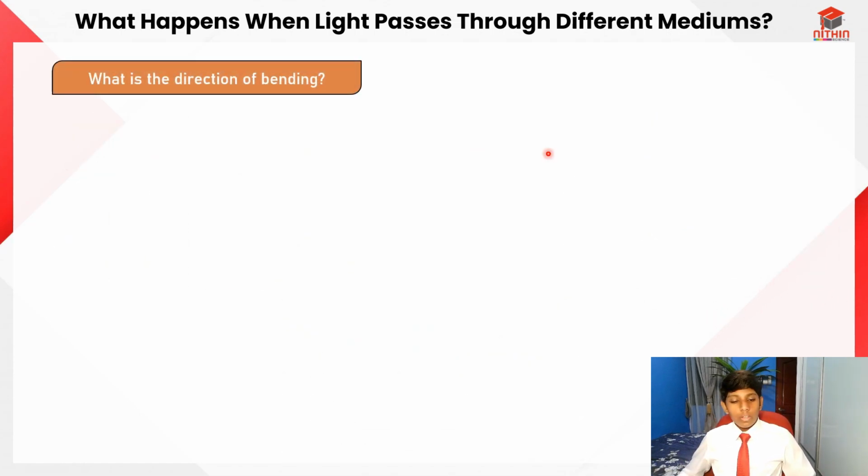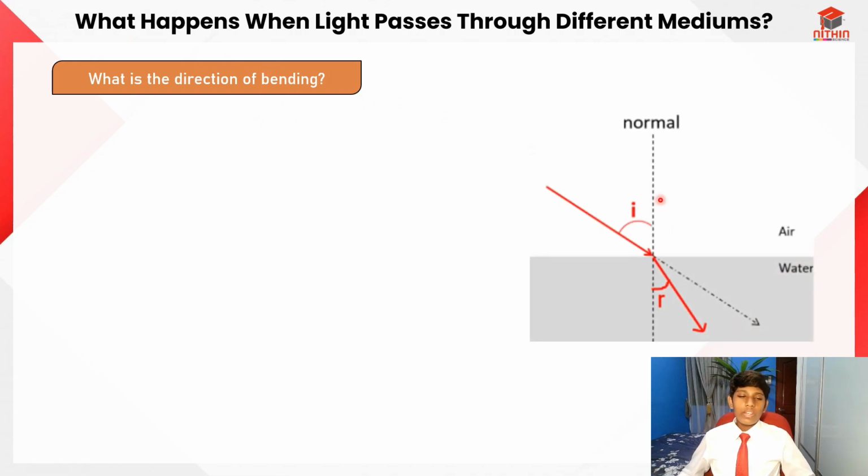So what is the direction of bending? What determines where the direction of bending will happen? Let's take a look. Here is air and here is water. From air to water, this is the light ray coming in. This is the incident ray. It comes in and it comes to water.